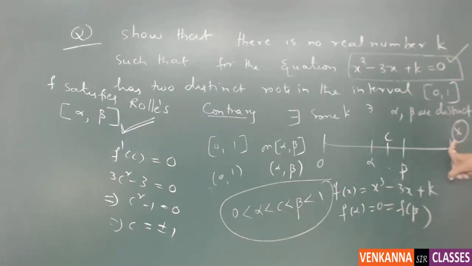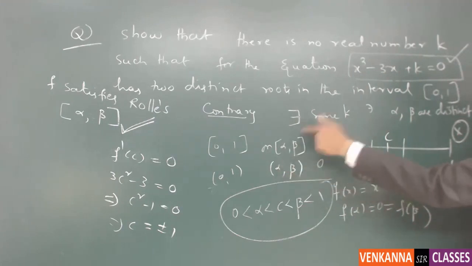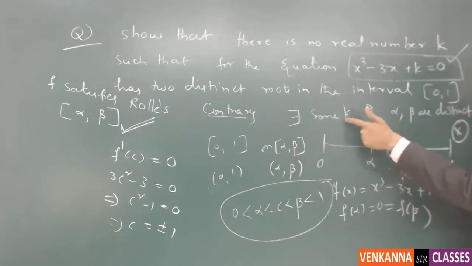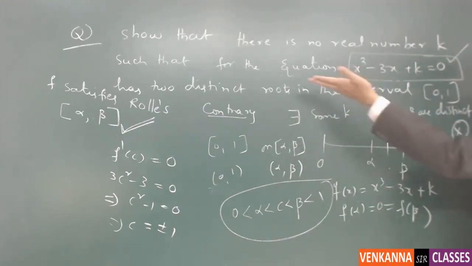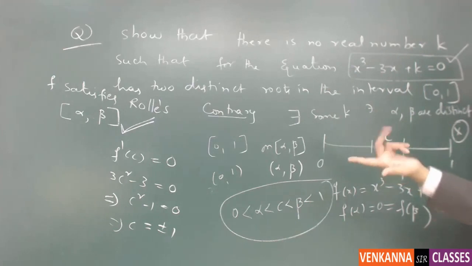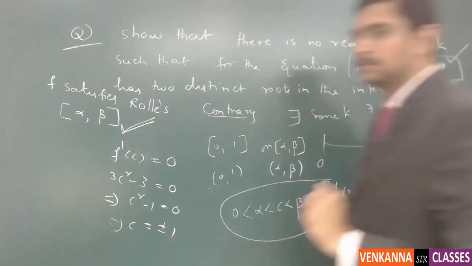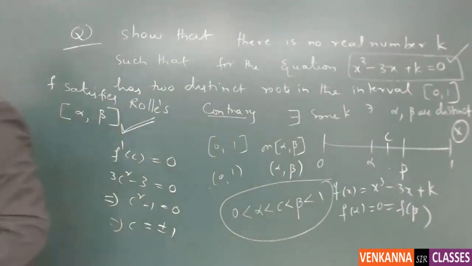Why did you get a contradiction? Because you have assumed that there existed a number k. At this point you got the contradiction. So there is no number k such that you can find two distinct roots within the interval 0 and 1 for the equation x cubed minus 3x plus k equal to 0. Okay? Is that clear?